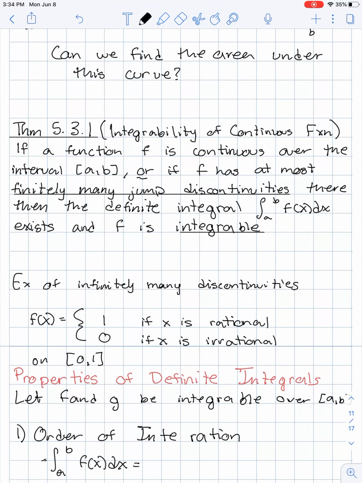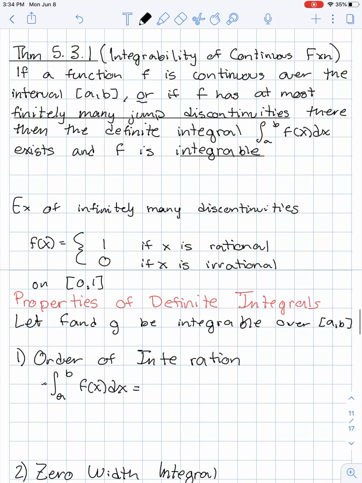So f of x equals 1 if x is rational, so a number divided by another number, and 0 if x is irrational on the interval 0 to 1. There are infinitely many numbers between 0 and 1, infinitely many rational numbers, and infinitely many irrational numbers between 0 and 1 as well. I know, crazy, infinity, but that's not what we're going to focus on. That's just an example of something that has infinitely many jump discontinuities.